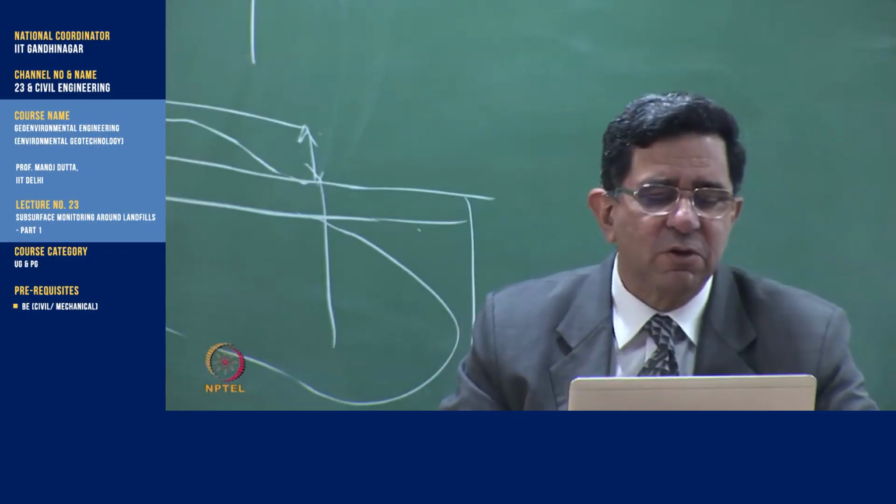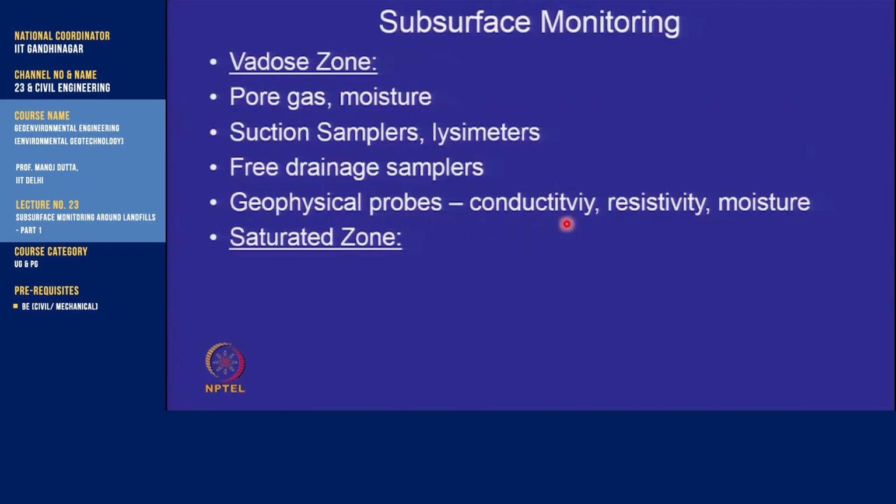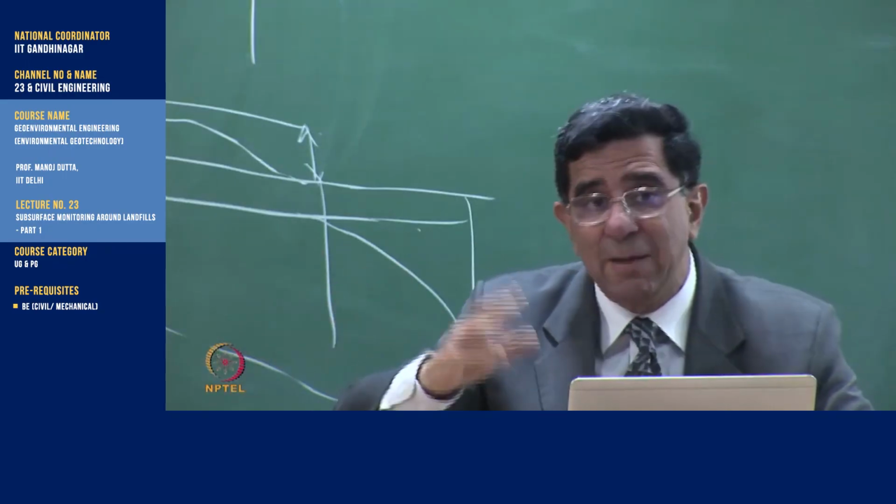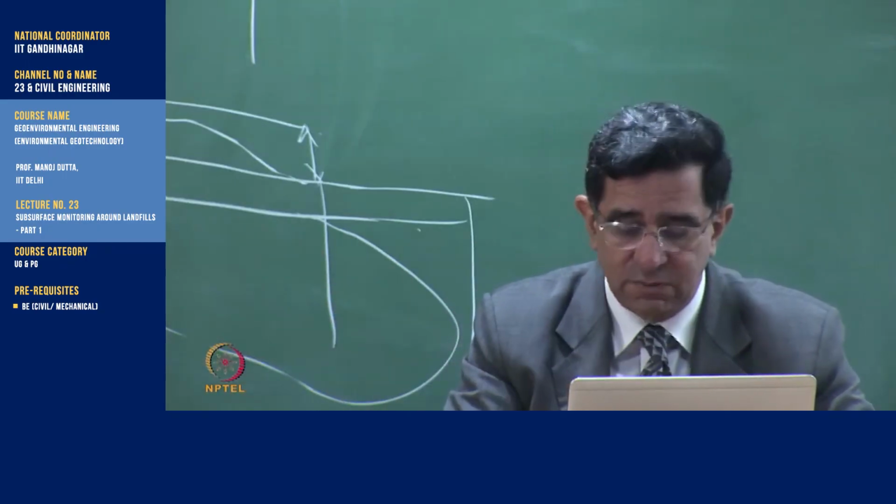And of course, you can put some geophysical probes. In the vadose zone, you can measure conductivity or resistivity, and if they change with time, one is a seasonal change because it's wet and dry and wet and dry. That's within the limits, but if something more happens, then you know this something is different.